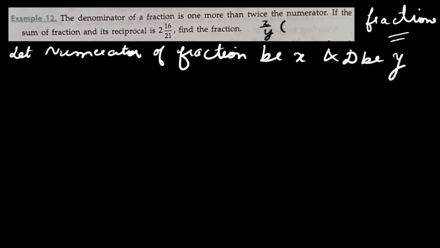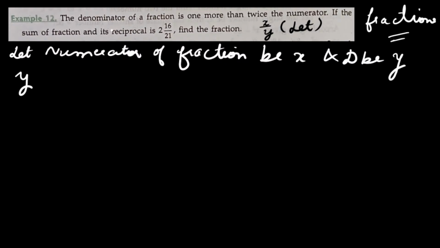Therefore the fraction will become x by y, because I have assumed them individually. In a fraction we have two things, the numerator as well as the denominator. That's why I have assumed the numerator as x and the denominator as y. Now what they're telling, the denominator of a fraction. As we are reading, we have to write the denominator, which I have assumed as y.